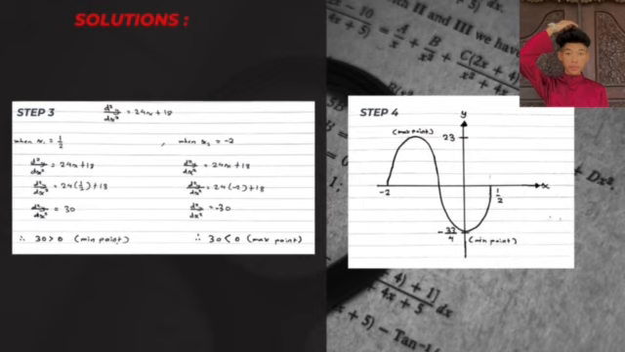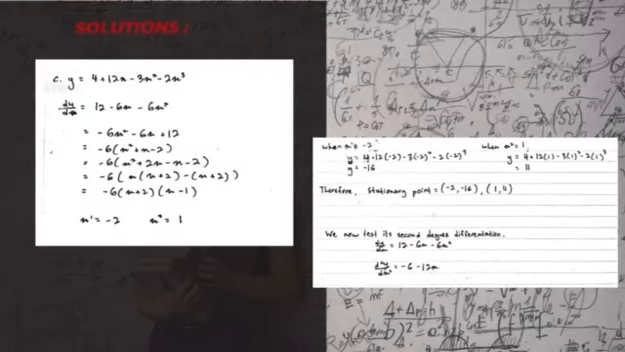Step 4, sketch the axis y and axis x. x1 is 1/2 and y1 is −33/4, which is the minimum point. And x2 is −2 and y2 is 23, which is the maximum point.